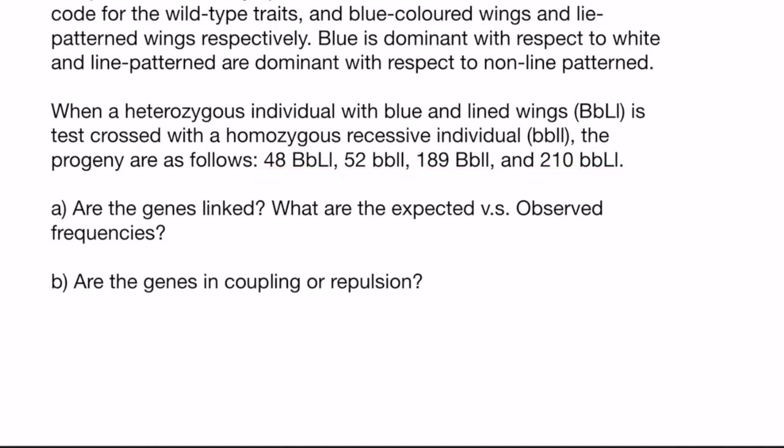Our question is, are the genes linked? What are the expected versus observed frequencies? The next question is, are the genes in coupling or repulsion configuration?